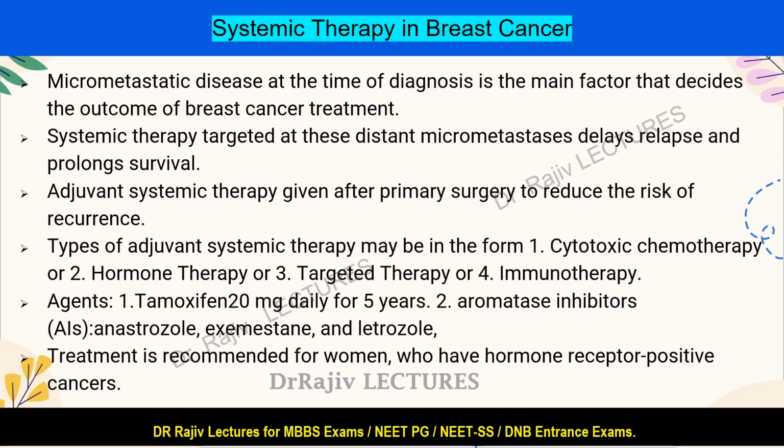Lymph node positive and many high risk node negative women should be offered adjuvant combined chemotherapy. At least 5 years of endocrine therapy with 20 mg daily of tamoxifen or with aromatase inhibitors like anastrozole, exemestane, and letrozole is recommended for premenopausal or postmenopausal women respectively who have hormone receptor positive cancers.